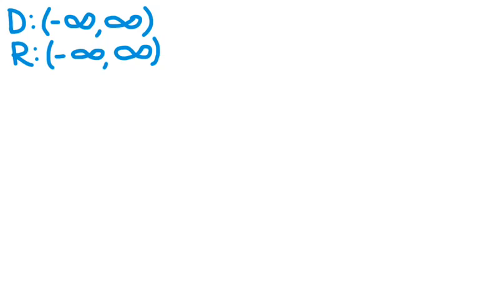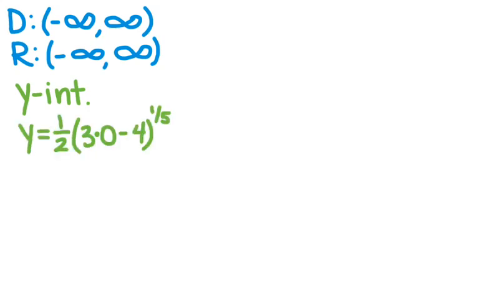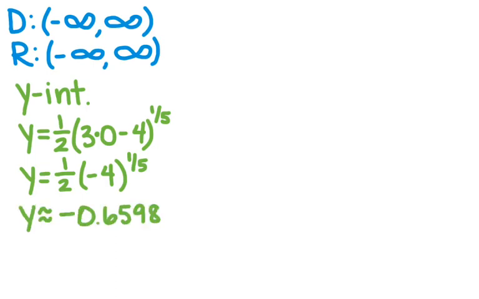Okay, next thing for our intercepts, I'm going to start with the y-intercept this time. So I'm going to plug in 0 for x. So I have y equals 1/2 times (3 times 0 minus 4) raised to the 1/5 power. And you can type all that in at one time if you want to, or you can use order of operations to simplify. When you simplify, you should get that y is approximately negative 0.6598. So my y-intercept is at (0, negative 0.6598).